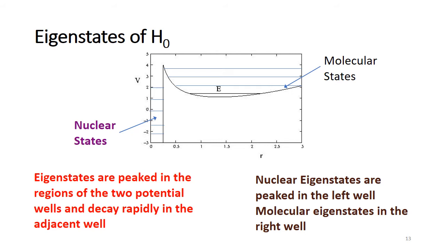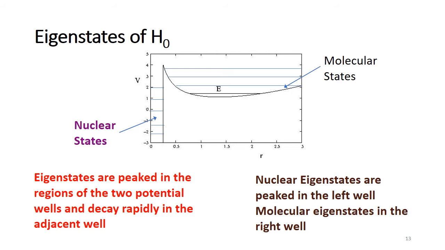So we have eigenstates which are peaked in the two regions, in the regions of the two potential wells. This eigenstate, for example, the eigenfunction will peak out here and then decay rapidly out here. Of course, this is the Coulomb barrier, and through the Coulomb barrier it has to decay very rapidly. So the amplitude becomes very, very small out here, and that is the problem that we're trying to face. And similarly, the nuclear eigenstates are peaked in this region and they decay very rapidly in this well.